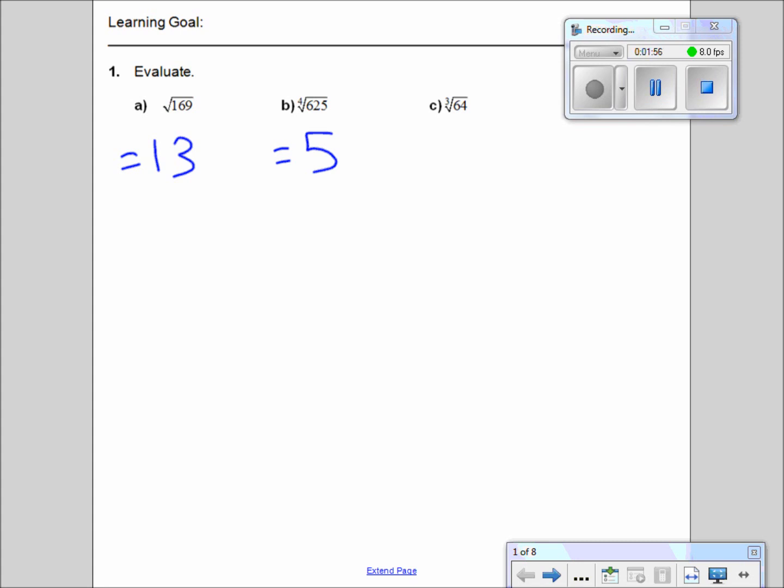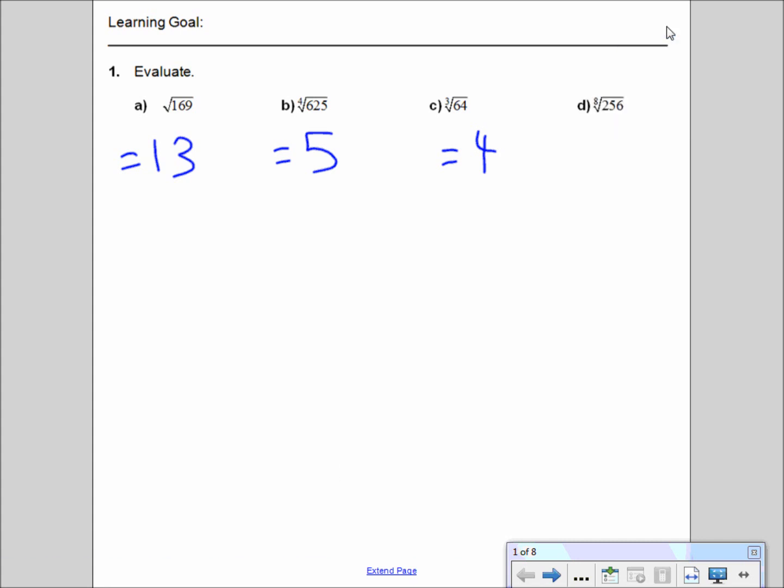Okay. Next, the cubed root of 64. I'm going to hit math, go to row 4, and then 64. So the cubed root of 64 is 4. Now I'm doing the 8th root of 256. I punch in the number 8, hit math, go to row 5, and then 256. The answer is 2. Awesome. So this is really just about getting your calculator to work for you, okay?